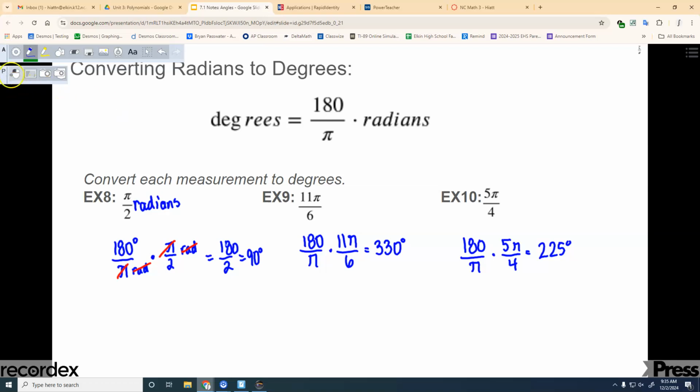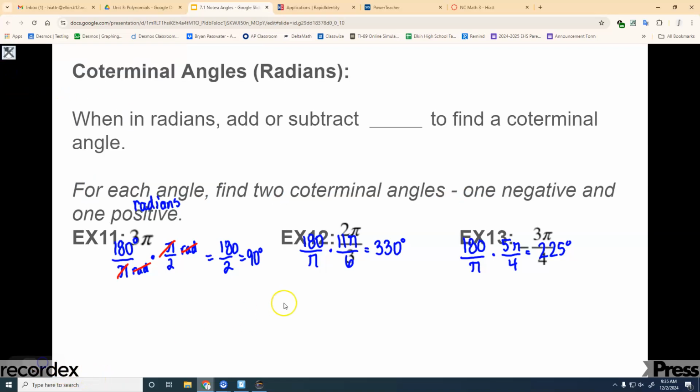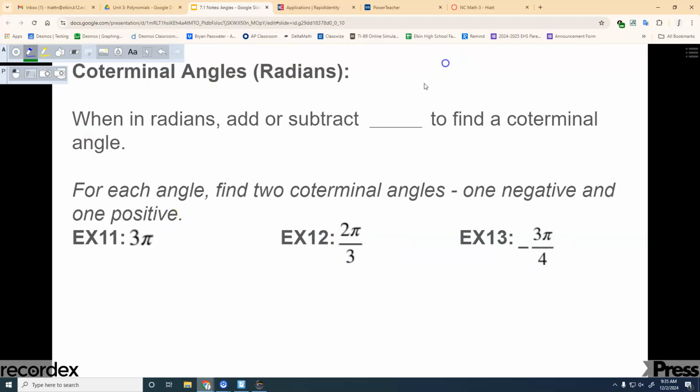We got one last thing that we have to do. This is for coterminal angles for radians. Degrees were very simple. We just added or subtracted 360, right? Radians are the same. The process is very simple.